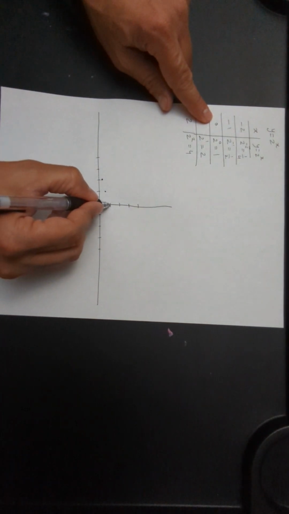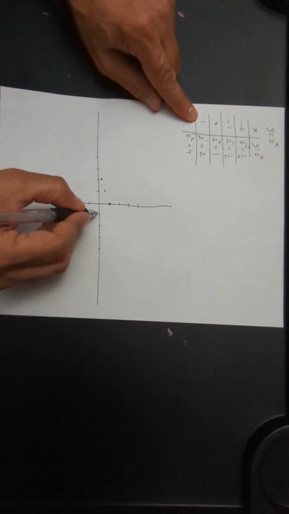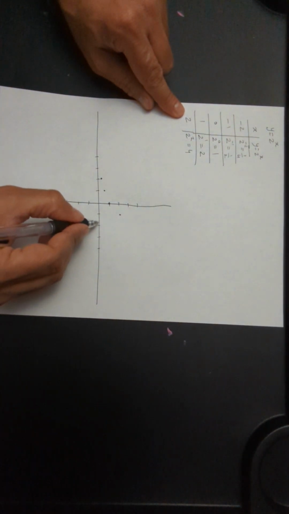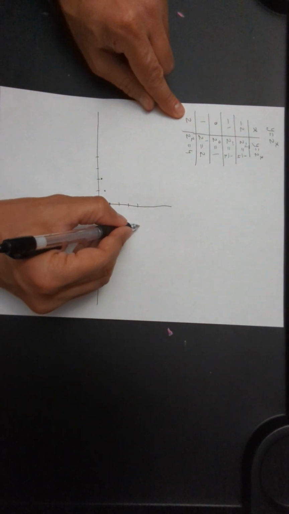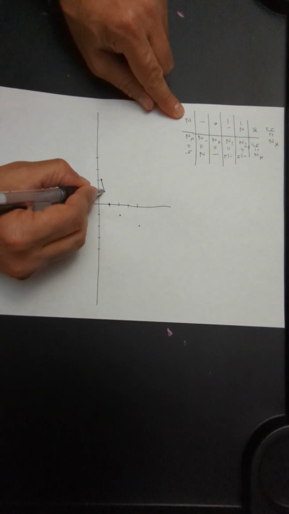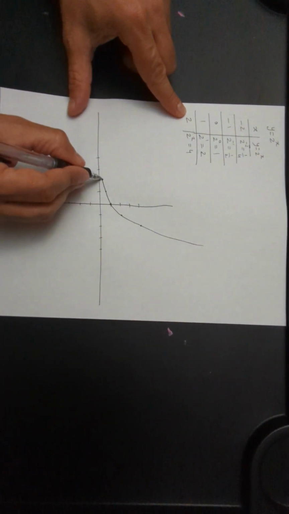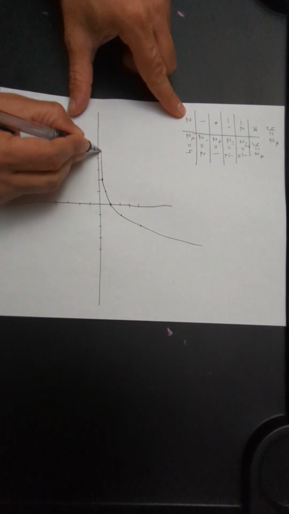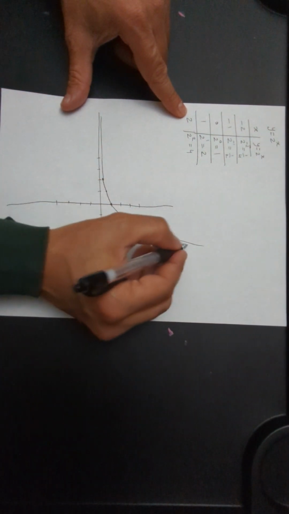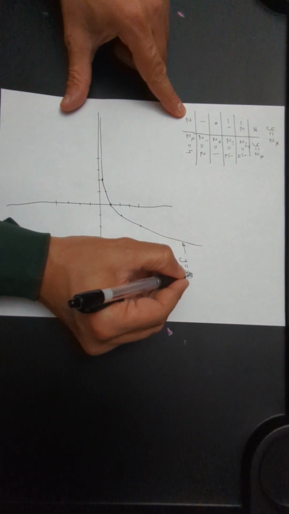0 goes to 1, 1 goes to 2, 2 goes to 4, right? So it looks like the function is going to look like this, and the x-axis is going to be the asymptote of this function. So this is the function y equals 2 to the power x.